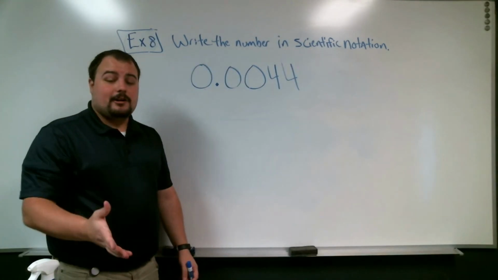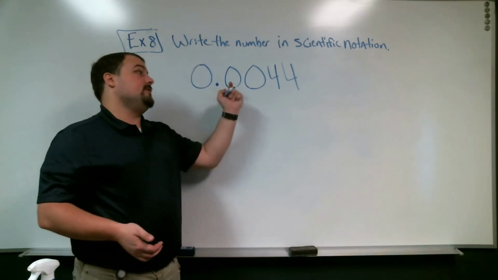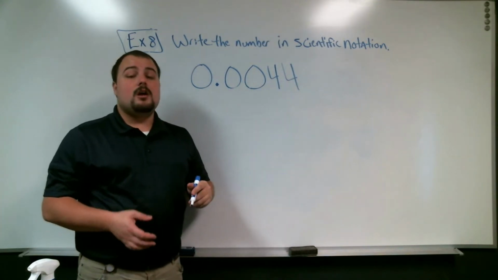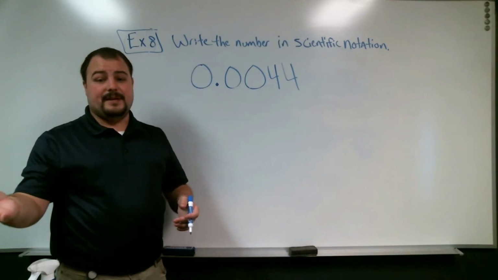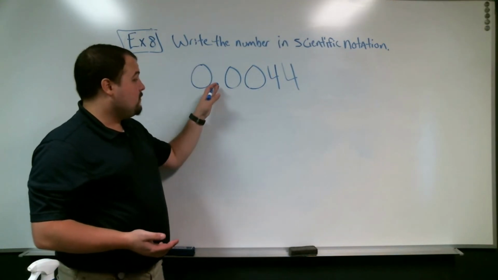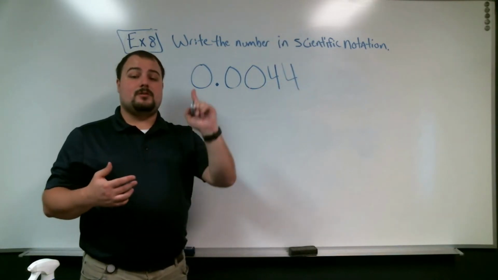So in this example, we're working on another decimal. This is 44 10,000ths, or 0.0044. And we have to write this number in scientific notation. So that means like times 10 to some exponent. So again, we have to move the decimal somewhere this way, so that way it makes the number between 1 and 10.